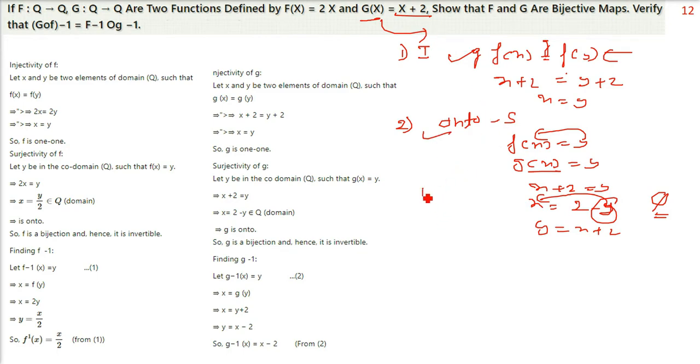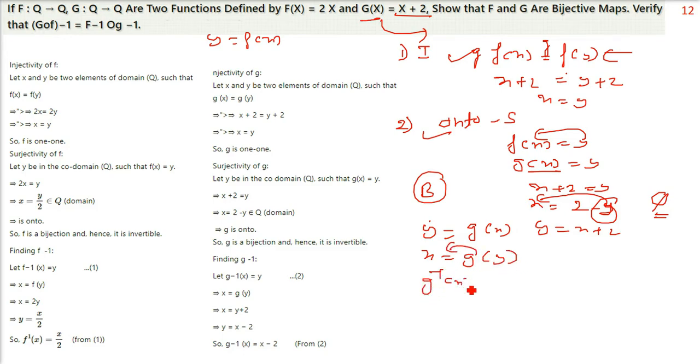When it is bijective, that means the f inverse will be there, or g inverse rather. g inverse will be there. So if you remember, y equals fx, y equals gx we are writing. So basically what we are doing, x equals gy we have to find out. So finally whenever we find y, we'll replace it with g inverse x. So we'll start with x equals gy. Please remember, we'll have to start with this.